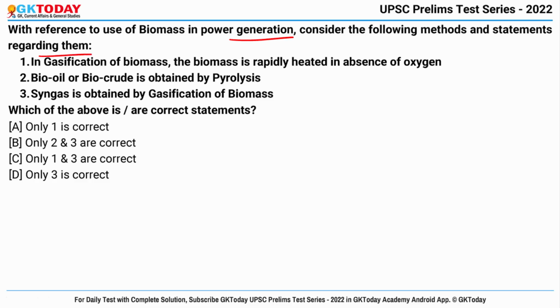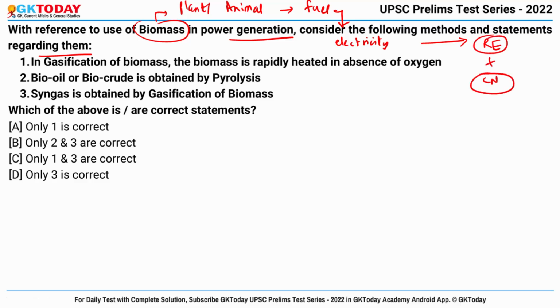First of all, what is biomass? It is a kind of plant or animal material that is used as fuel to generate electricity. And these are important because they are renewable energy as well as carbon neutral. Okay. Now let's see the options. In gasification of biomass, the biomass is rapidly heated in absence of oxygen.